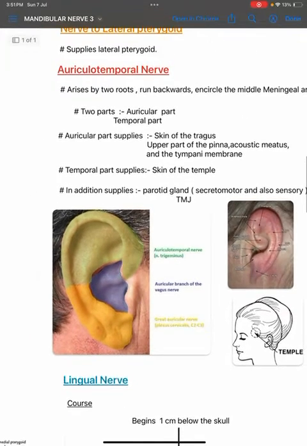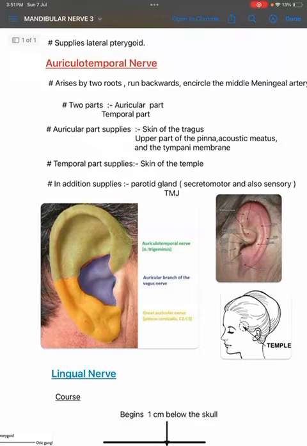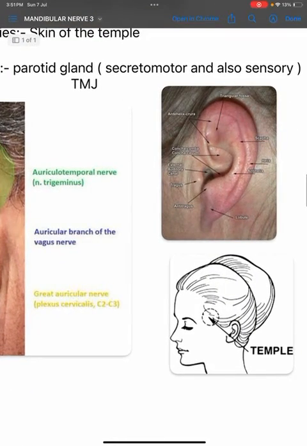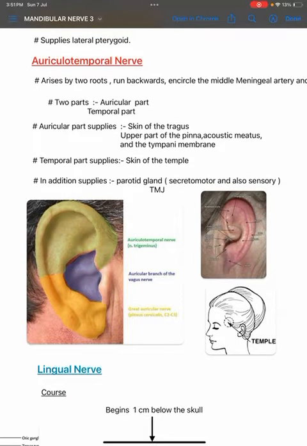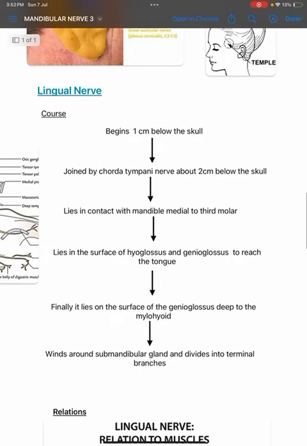Then the temporal part supplies the skin of the temple. So here we can see that region. Additionally, they also supply the parotid gland and the TMJ. And this is one of the most important nerves, the lingual nerve.